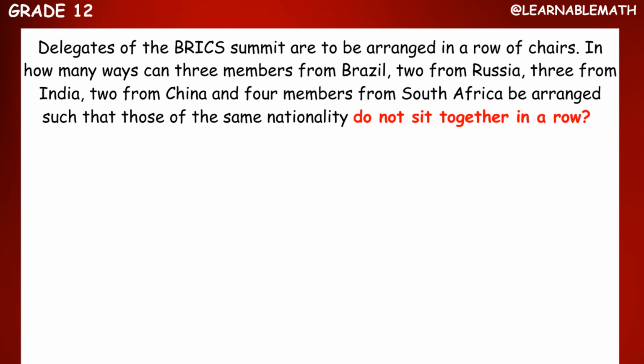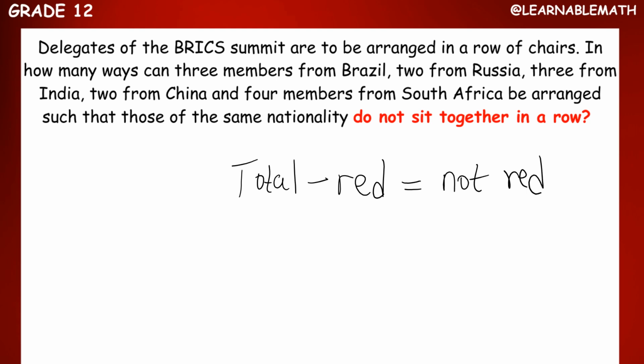Okay, let's think back to the Smarties example that I gave you. How were we able to count the number of Smarties that are not red? By simply going to the total number of Smarties, then removing those that are actually red. Then we found those that are not red. The same idea applies to this problem. We want to count the number of different arrangements that are possible if we are to arrange these people in a row of chairs such that those of the same nationality do not sit together. Do you get an idea of how to do it?